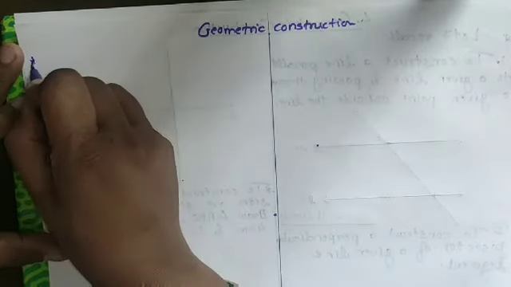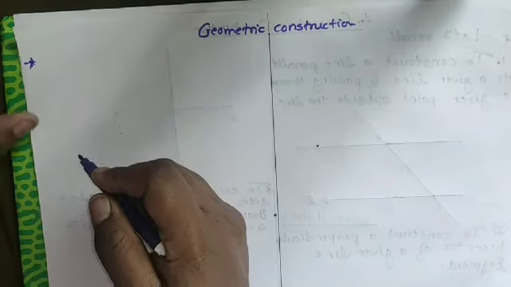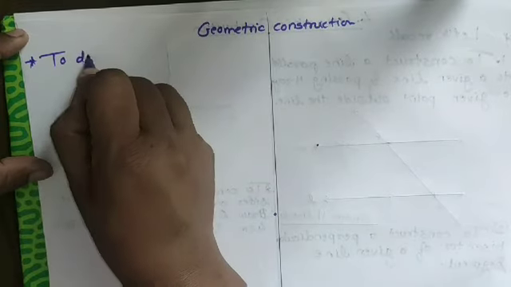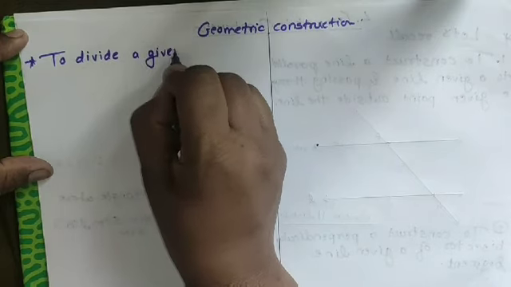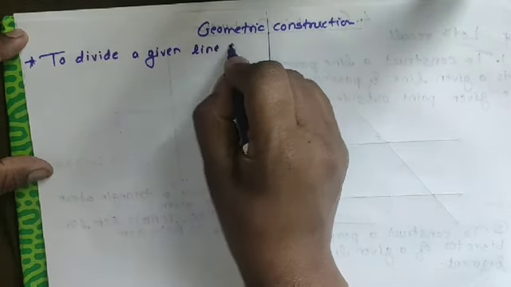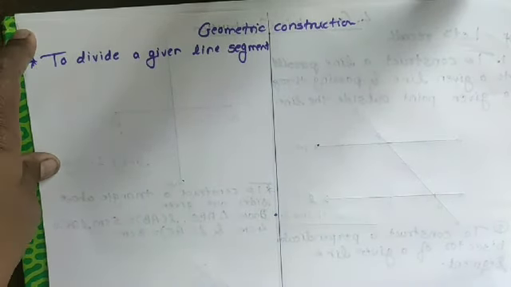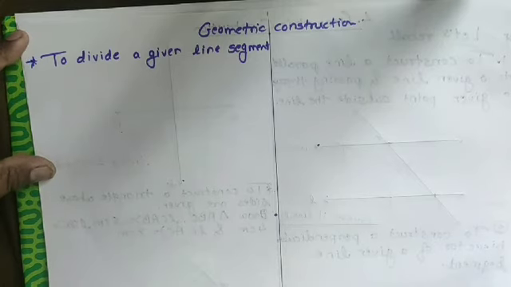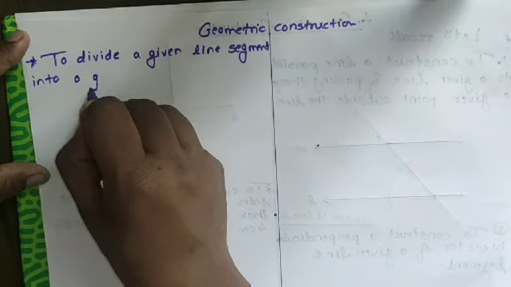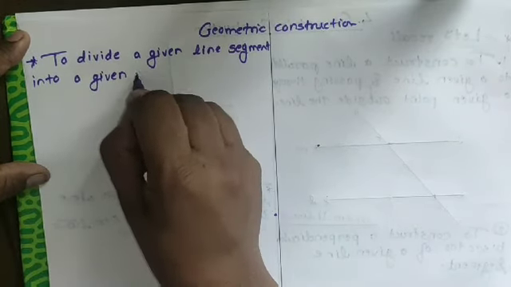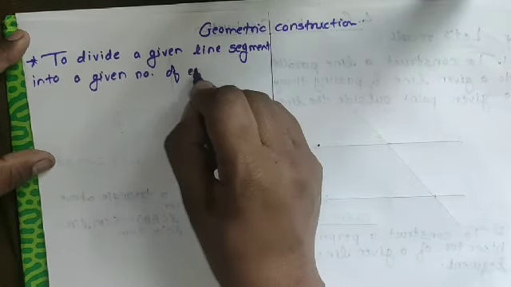Okay, so the next construction is to divide a given line segment into a given number of equal parts.